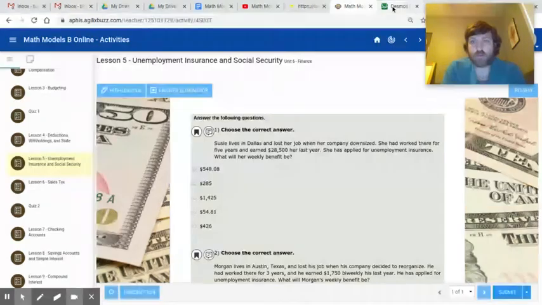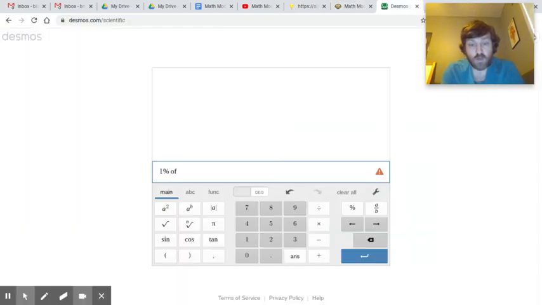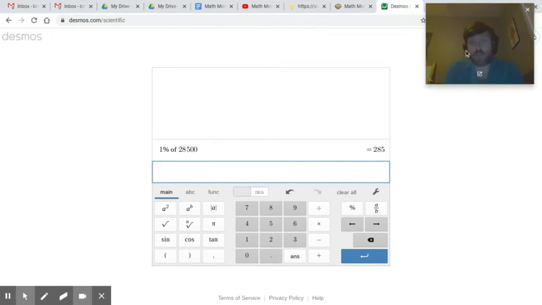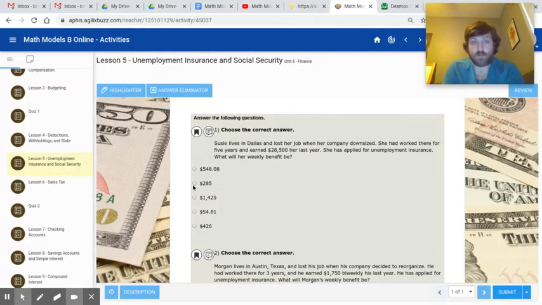This is very basic. In this example, Susie lives in Dallas and lost her job when her company downsized. She worked there for 5 years and earned $28,500 last year. She applied for unemployment insurance. What will her benefit be? A couple things to say. You have to have worked for the past year. If you don't have a year or more of work, you do not qualify. And then it's just 1%. So we do 1% of 28,500 and we get 285, and that is it. You just do 1%. Weekly benefit is 1% of the salary.